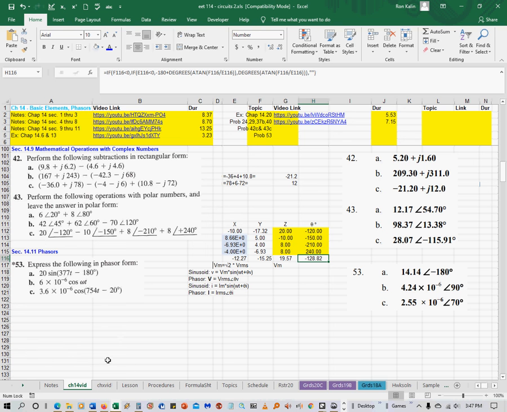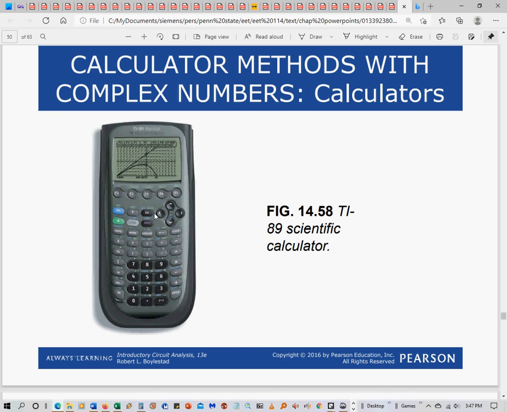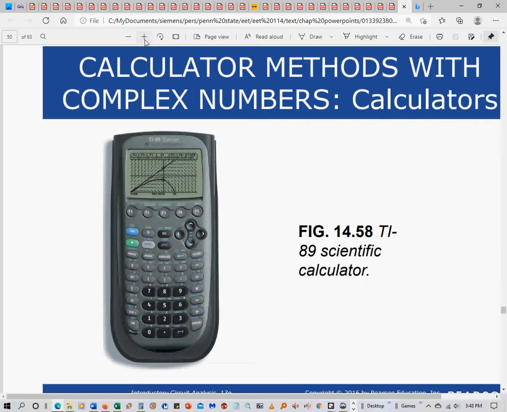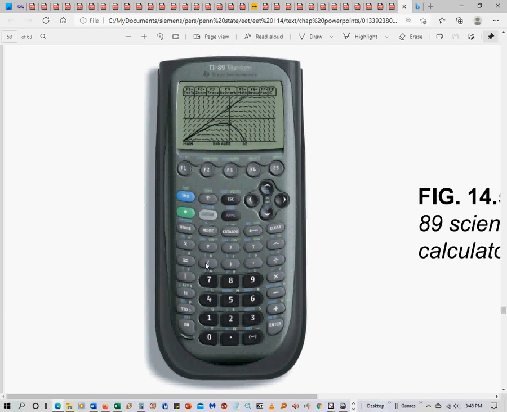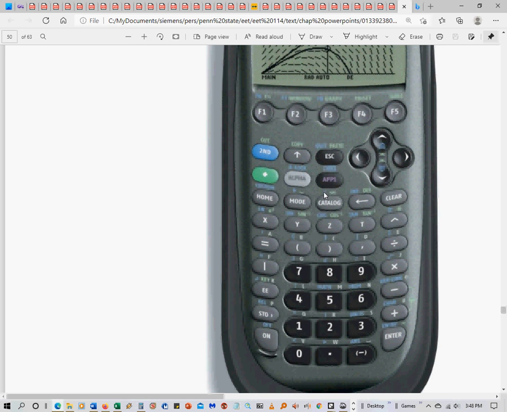The book goes at length on how to do that if you use a TI-89. This is what the TI-89 looks like, and what you have to do when you type in any complex number, you have to put it inside of parentheses, and with rectangular, you have to use the i button. I don't know if you guys can see that, but right there on the catalog, the blue, there's a blue i in there.